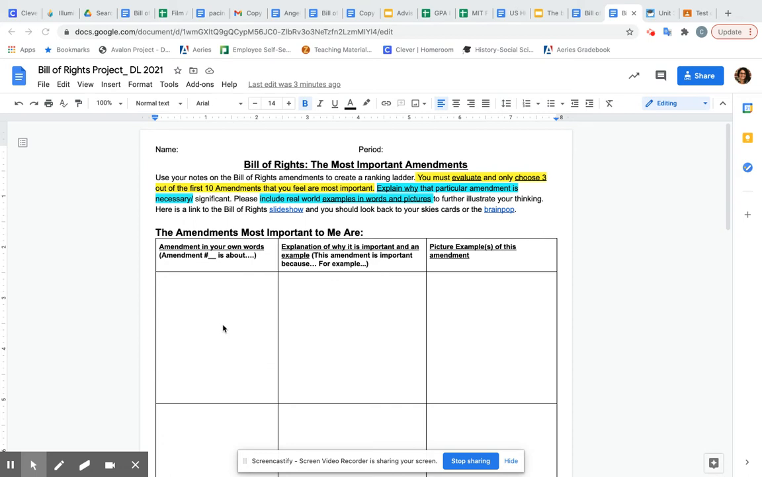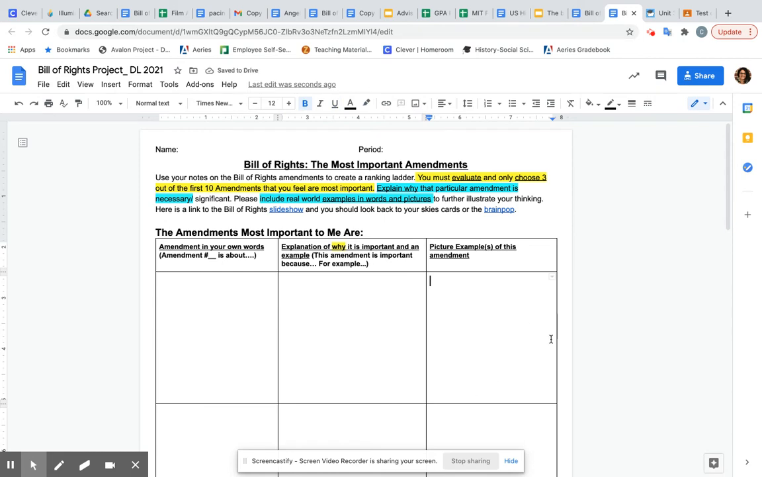The most common mistake that students will make is, for example, they'll list amendment number one, like amendment number one is important because it has freedom of speech. And then when they're explaining why it's important, they just say that it is important and they don't explain why it's important. So some student who would not get credit would say, like, it's important because freedom of speech is important. Like, that doesn't actually explain why you think it's important. So please do make sure you have a full explanation as to why something is important.